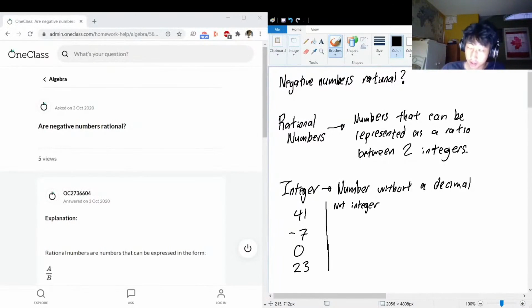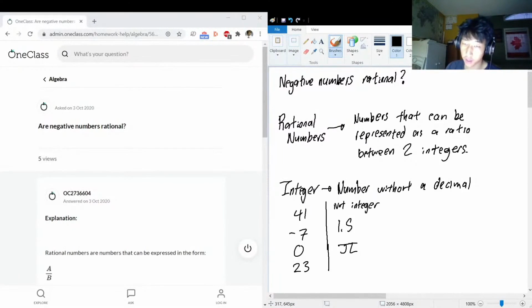Something that is not an integer, 1.5. Yeah, not an integer. It's got a decimal part. No decimal for integers. Pi is definitely not an integer because it's like 3.14159265. It's got decimals. It's not a rational. It's not an integer. Okay.